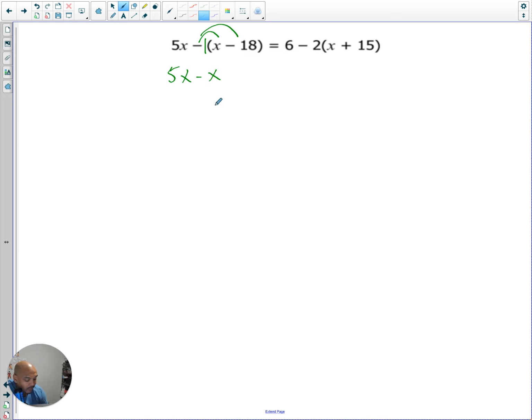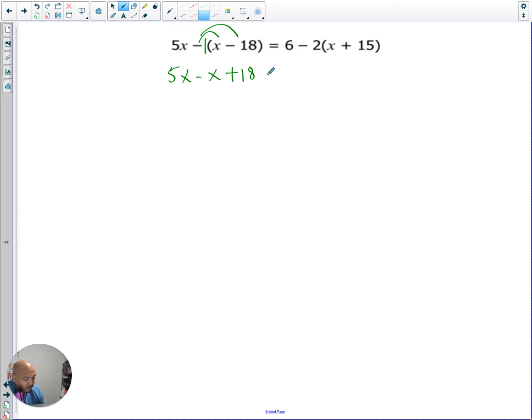If you want to put a 1, go ahead. And then negative times negative 18, guys. Remember that the sign in front of it represents it. So this is like -1 times negative 18, which is going to be positive 18. All right? And then from there, we're going to look at the other side.